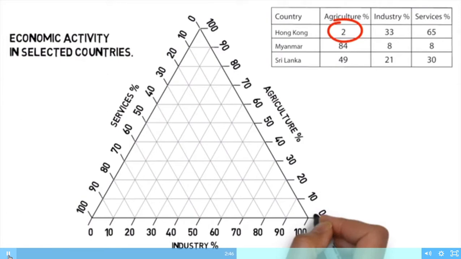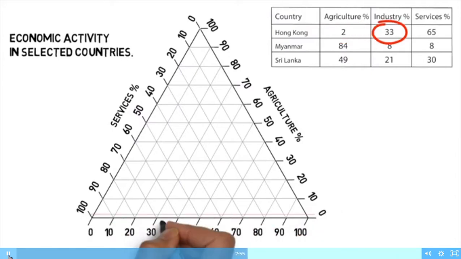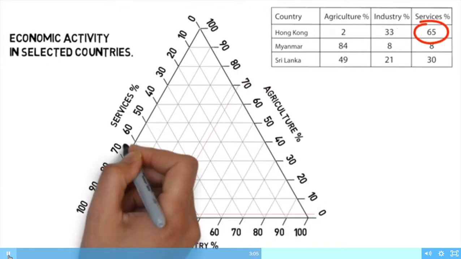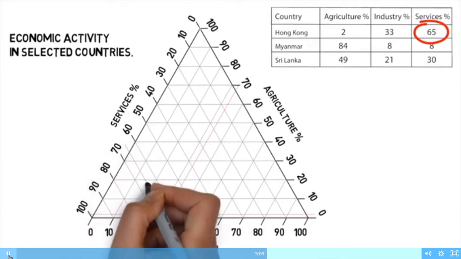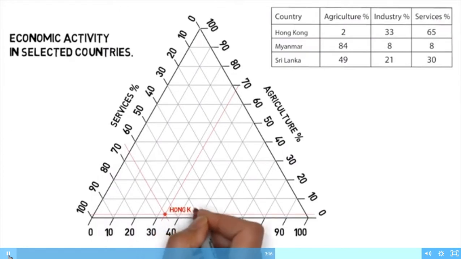Here is the first line from the agriculture scale at 2% between the 0 and 10% lines. The second for industry is at 33% on the industry scale between the 30 and 40 lines. And services at 65% between the 60 and 70 lines on the services scale. Now all we have to do is label the intersection as Hong Kong.